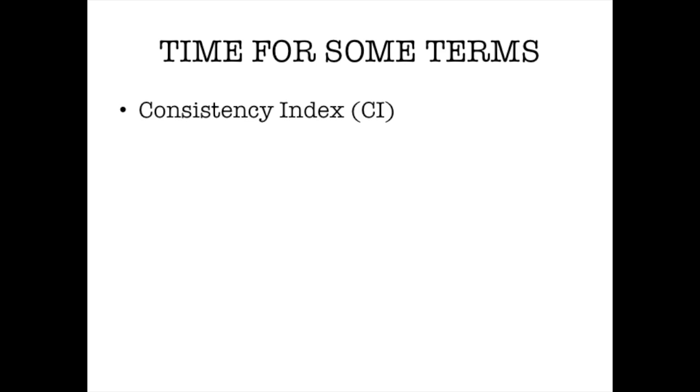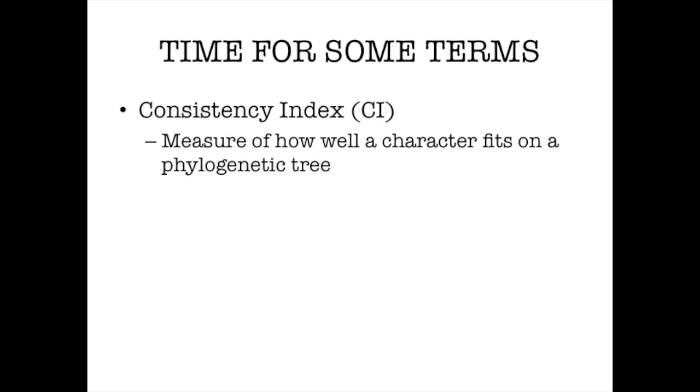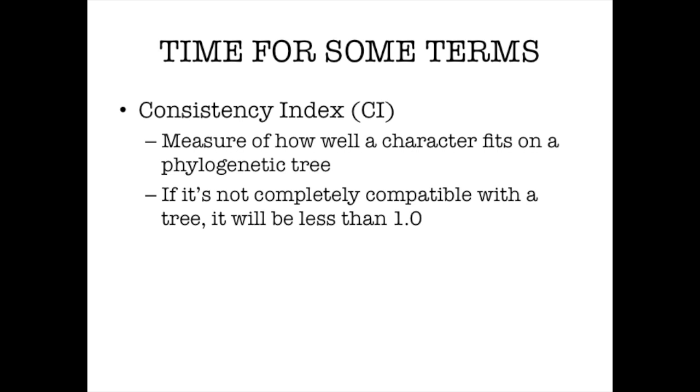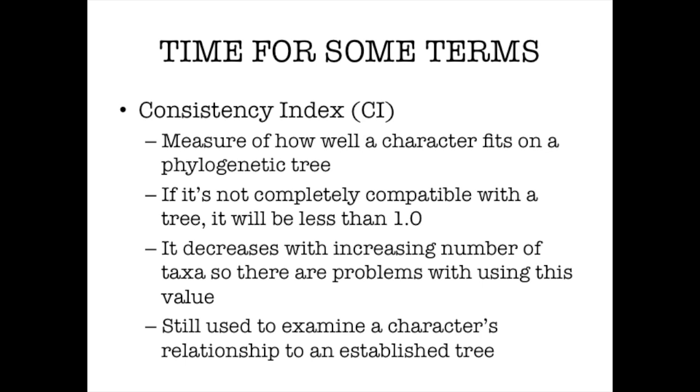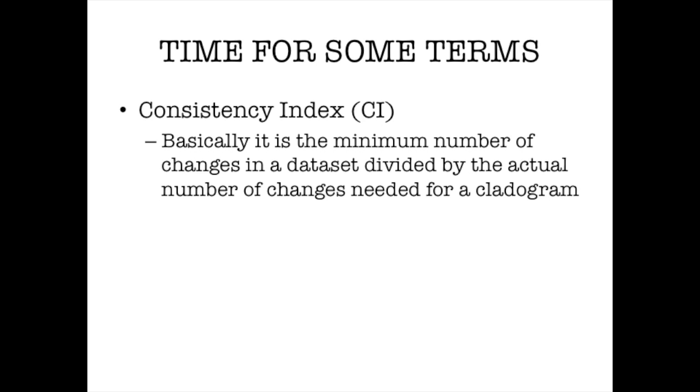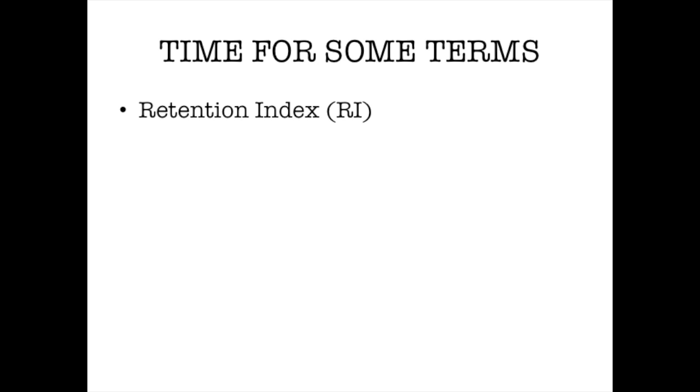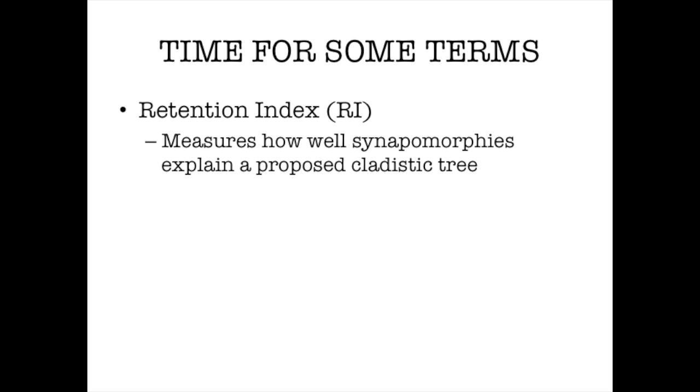Now I'm going to briefly define some of the terms that we use to study whether or not a cladogram is good, and the math that we use to evaluate cladograms. Even though you might not necessarily need to know this, it's good to know the kind of ways that we evaluate these things. So the consistency index is the measure of how well a character fits on a phylogenetic tree. If it's not completely compatible with a tree, it will be less than 1. It decreases with an increasing number of taxa, so there are problems with using this value. Still used sometimes to examine a character's relationship to an established tree. Basically, it's the minimum number of changes in a dataset divided by the actual number of changes needed for a cladogram. Yay! Math!